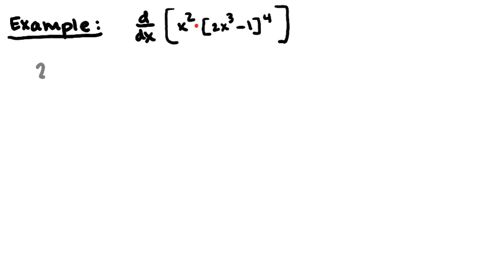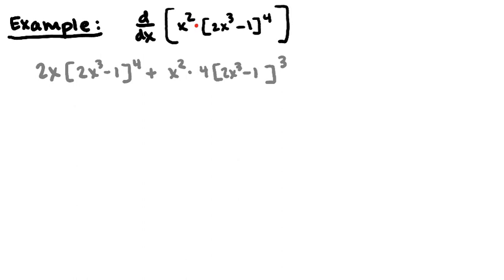I'm going to take the derivative of x squared, that's 2x, and I'm going to leave (2x to the third minus 1) to the fourth the same. Then I'm going to add in, leaving x squared the same, the derivative of (2x to the third minus 1) to the fourth, which is going to be 4 times that thing to the third power. Then I'm going to multiply by the derivative of the inside afterwards. So I leave 2x to the third minus 1 the same, but then I multiply by the derivative of 2x to the third minus 1, which will be 6x squared.